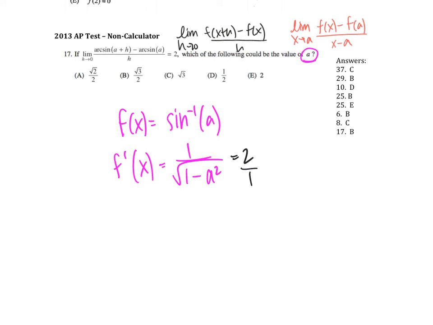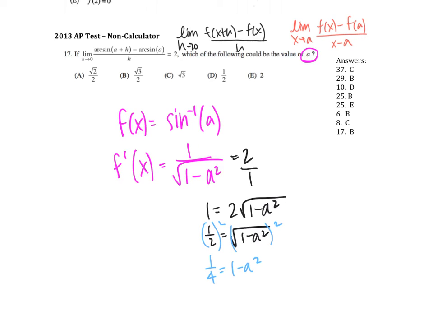I'm going to go ahead and cross multiply and I get 1 equals 2 times this root. I'm going to divide by 2 and get 1/2 equals the square root. I'm going to square both sides and I'd get 1/4 equals 1 minus a squared. I'm going to move my a squared over, subtract my 1/4 and get 3/4. And finally, I'm going to take the square root of both sides to get root 3 over 2 would be my value for a.